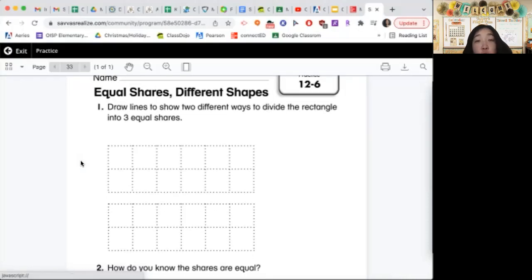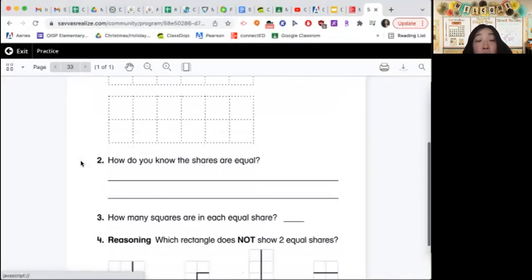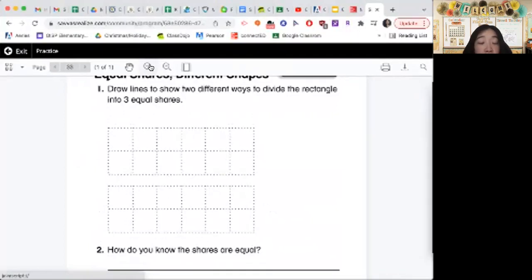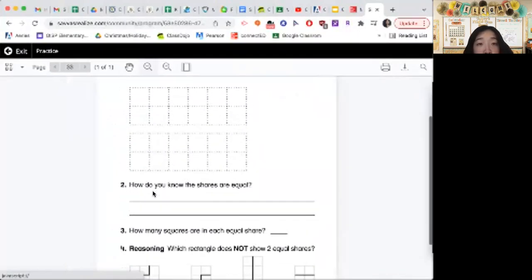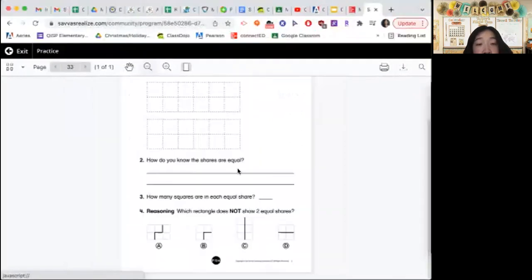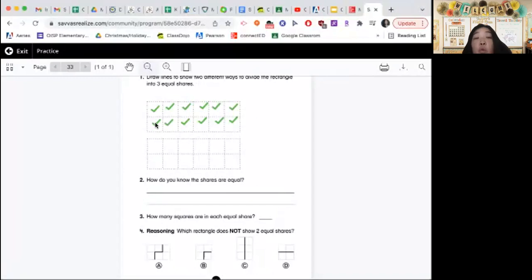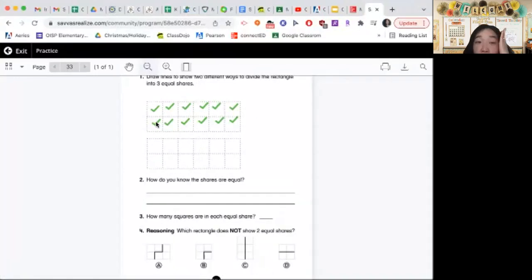Draw lines to show 2 different ways to divide the rectangle into 3 equal shares. So for number 1, you're dividing it between 3 people. We're trying to figure out how we can divide this into 3 people. So let's first count how many there are. So I'm going to count them first. Ready? 1, 2, 3, 4, 5, 6, 7, 8, 9, 10, 11, 12. Ooh, so there are 12 pieces.